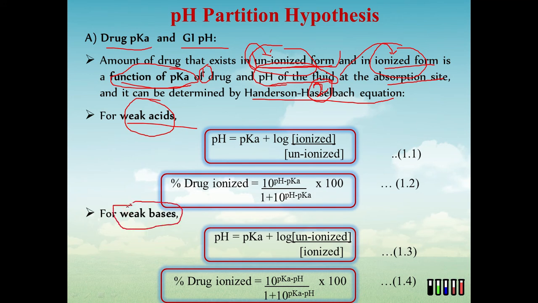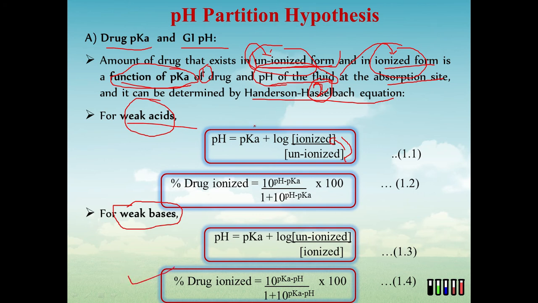For weak bases, the equation is pH is equal to pKa plus log of concentration of unionized, means this particular phenomenon will get inverted in this case. Okay, this is for acid, and in case of base this will get inverted: plus log of concentration of unionized part of drug divided by concentration of ionized. Okay, the percentage of drug ionized is calculated by 10 raised to (pKa minus pH) divided by 1 plus 10 raised to (pKa minus pH), into 100.